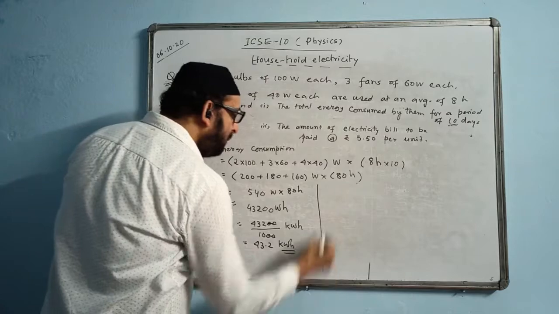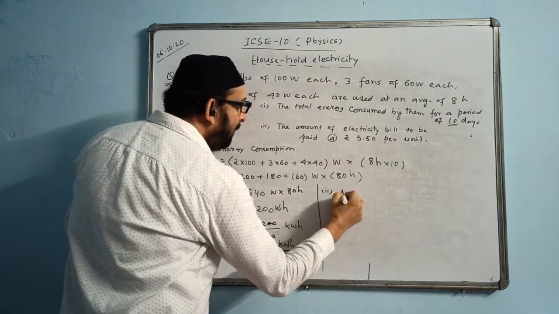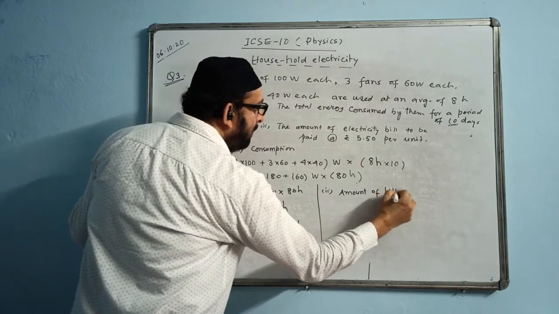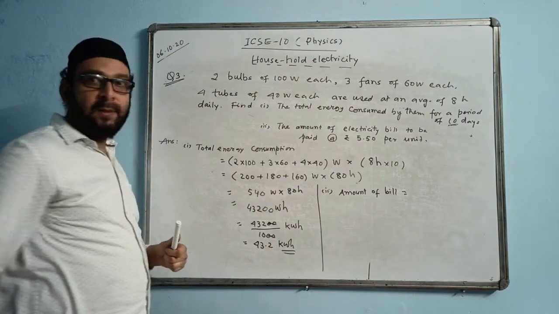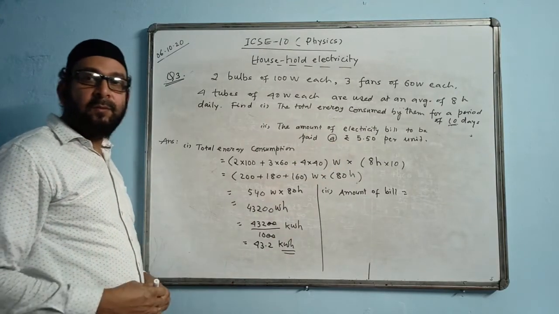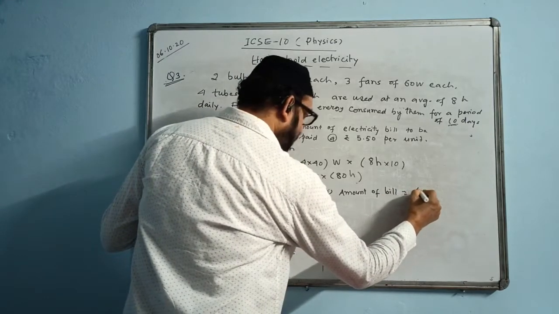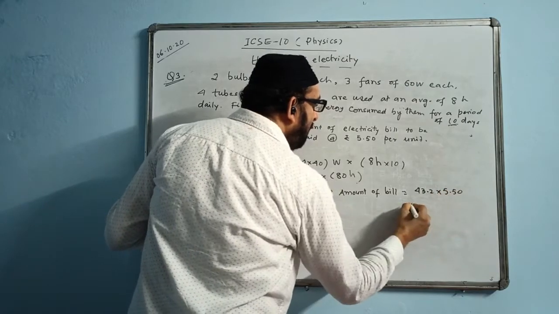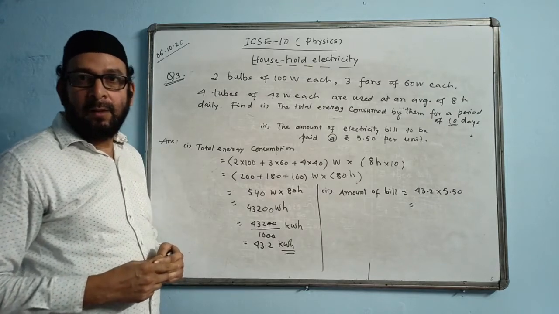Now the second part we do here. We have to find the amount of electricity bill. We write down amount of bill equal to, for consuming 1 unit we have to pay 5 rupees 50 paisa. For consuming this much unit, how much do we have to pay? Multiply. Amount of bill will be coming here: 43.2 multiplied by 5.50. Now we have to do the calculation.